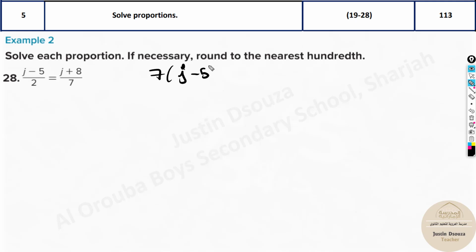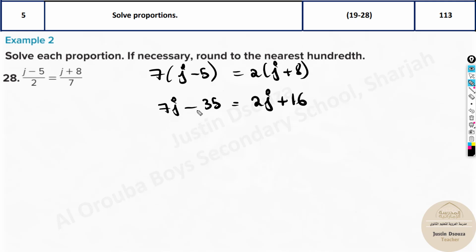7(j minus 5) is equal to 2 times (j plus 8). Now the 7 multiplies inside. 7j minus 7 times 5 is 35. That is equal to 2j plus 8 times 2 is 16. Leave the 7j over here. Take the smaller j to the other side. Minus 2j, that is equal to 35 plus 16. And 35 plus 16 would be 51.